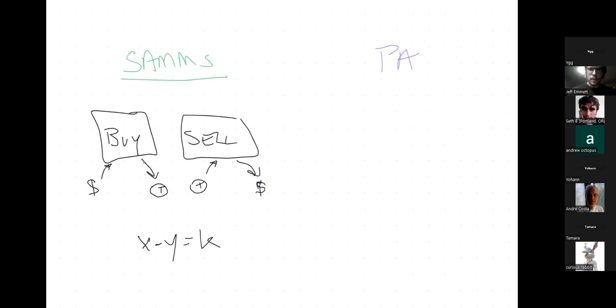But I wanted to say earlier you had x plus y equals k. That's a cool invariant function. That's a constant price. You can have an absolute constant price with no slippage with the x plus y equals k invariant function.